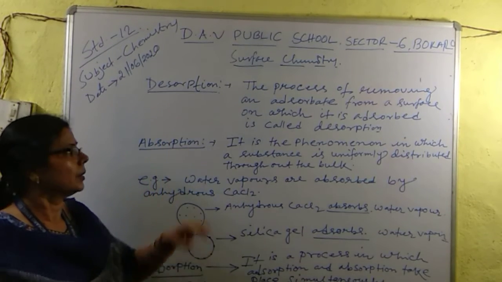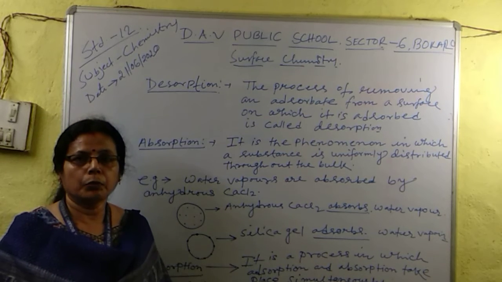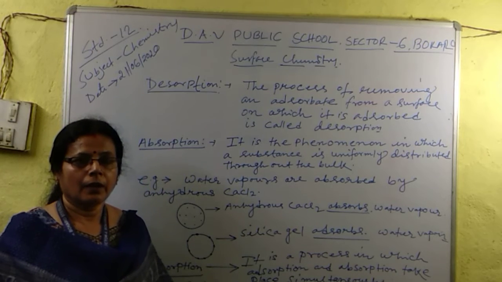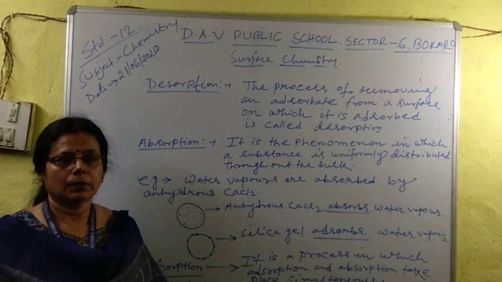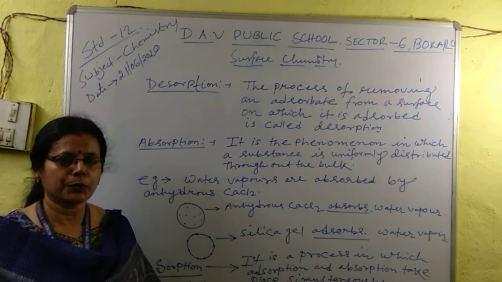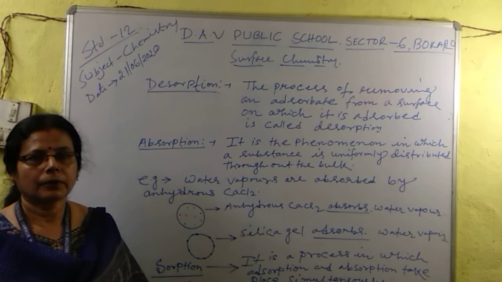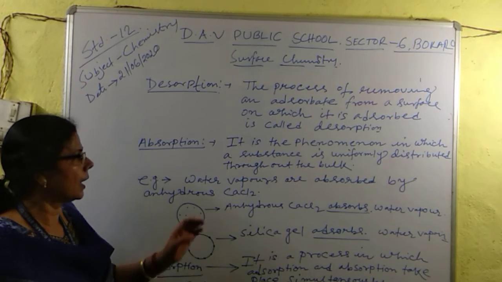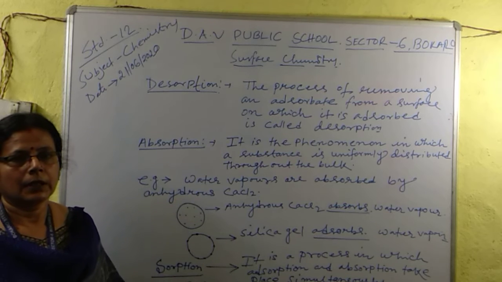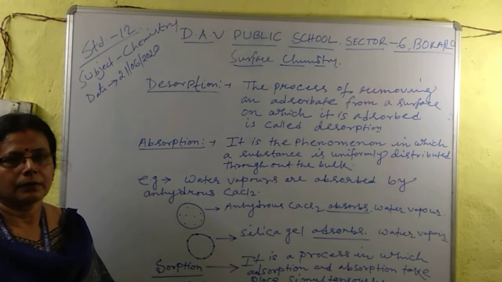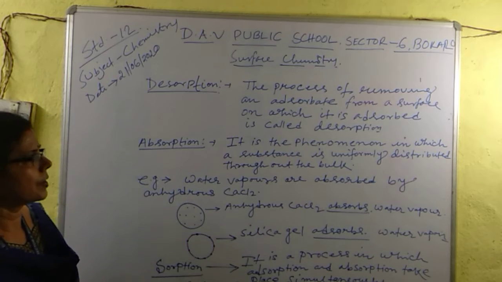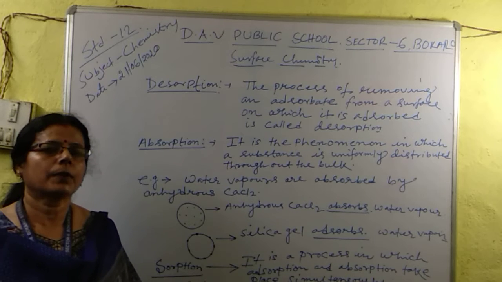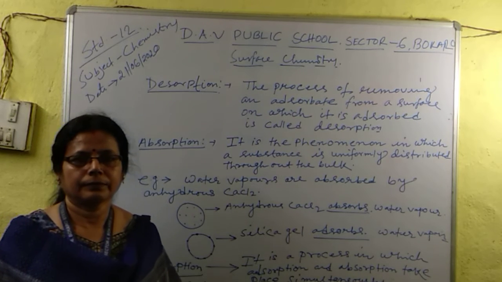Now, students, one term I want to clear, that is desorption. Everybody understood the concept of adsorption. I am sure that everybody understood. Now the next term I have written, desorption. What is desorption? Desorption means the process of removing an adsorbate from the surface of the adsorbent.